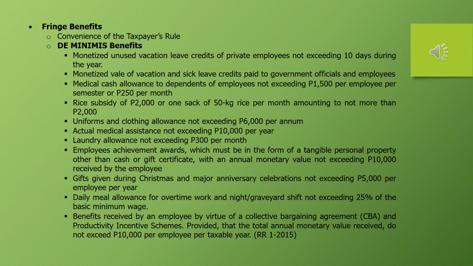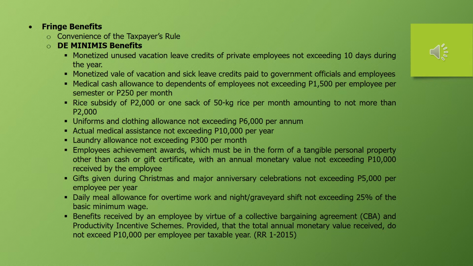Okay? So, we have also medical cash allowance to dependents of employees not exceeding 1,500 per employee per semester or 250 per month. Okay, dati kasi yan 750 pesos. Ngayon, naging 1,500 na siya. Okay? So, 250 per month. Ayan. Okay? Next, we have rice subsidy. Okay? Magkano? That's 2,000. Okay? 2,000 or 1 sack of 50 kilogram rice per month amounting to not more than 2,000 pesos. So, 2,000 or isang sakong bigas of not more than 2,000. So, kapag mag-exceed yan, okay, so that is taxable. Per month ha? Okay, per month yan.